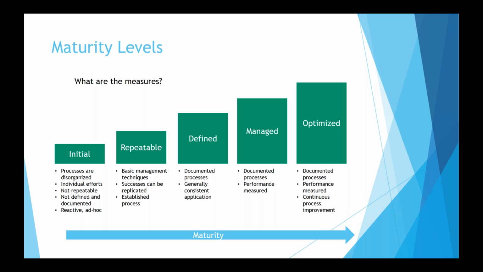As you go on up, you can see on the slide, one level above defined is a managed maturity level, where your processes are documented, and now you're actually measuring how well you're doing things, how well you're performing. When you get to the most mature level, the optimized, you're taking those performance measures and using that to improve yourself. So as you go from left to right on the slide, you go from an ad hoc process to an optimized process.